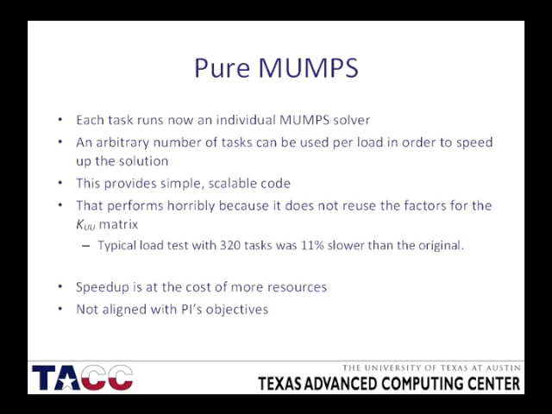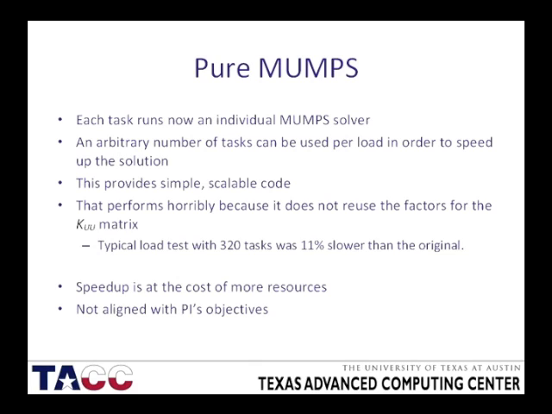Now with a pure MUMPS implementation, what we have is that each task runs a single individual MUMPS solver, and what we could do eventually is to use an arbitrary number of tasks to solve every load, now that we have parallel MUMPS working on this. Essentially what we would do is each of these individual MPI groups that we've created, instead of assigning them a single task, we can assign them several tasks, and that would speed up the code. This is a very simple way to scale up the code.